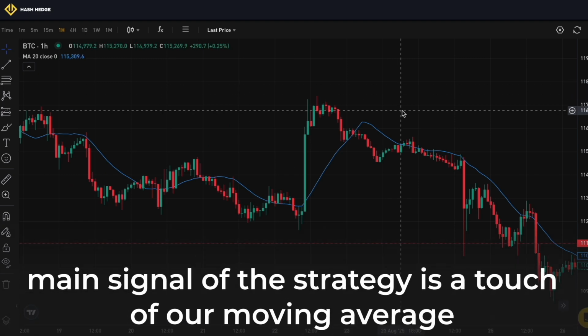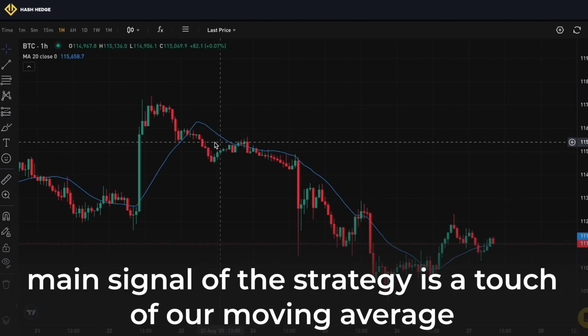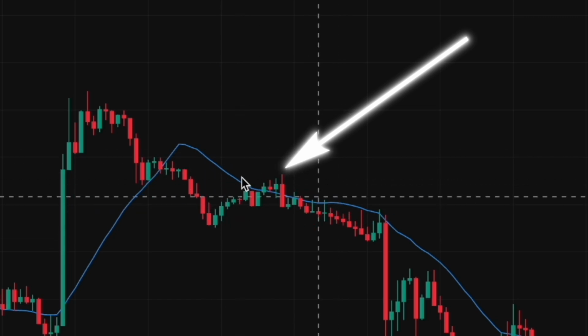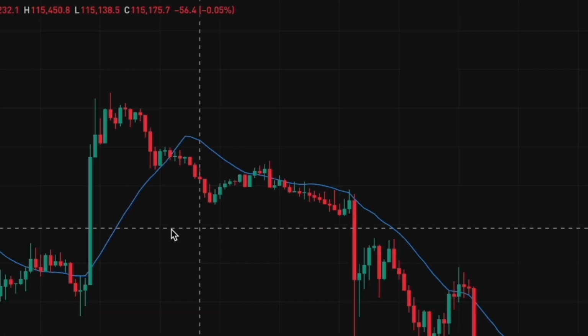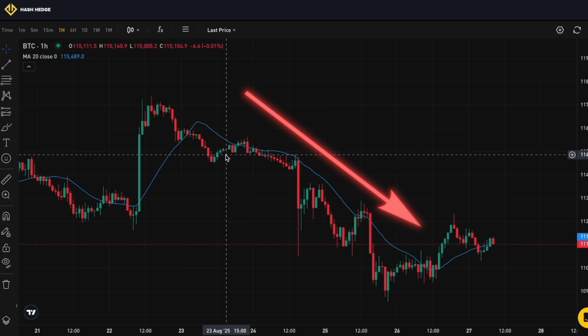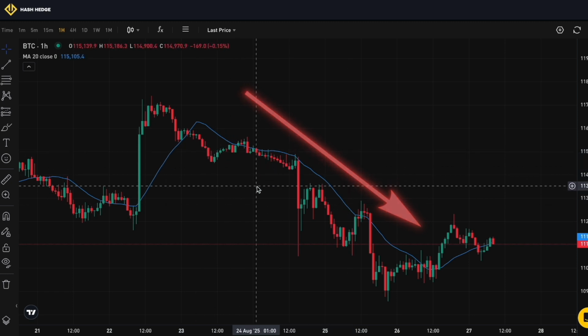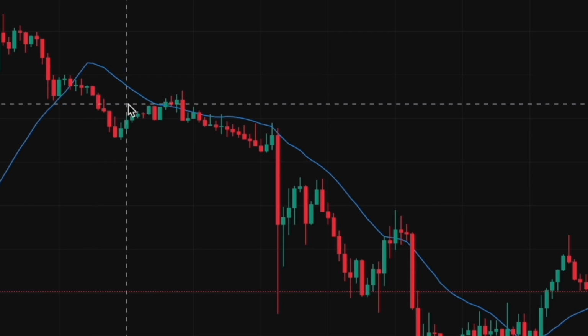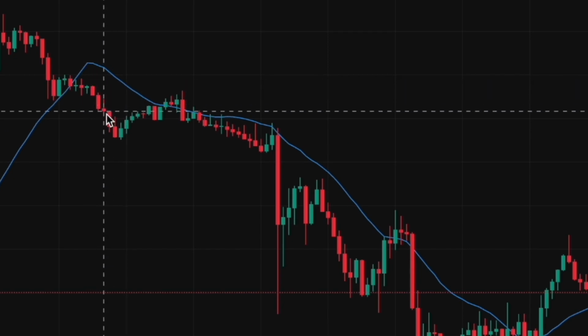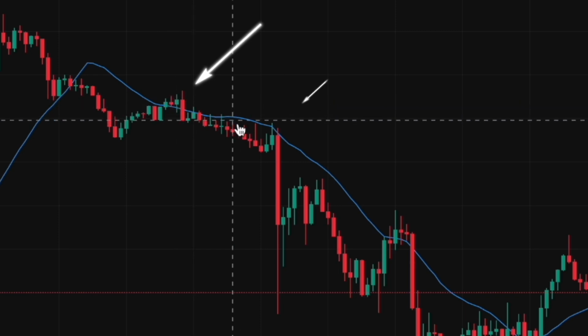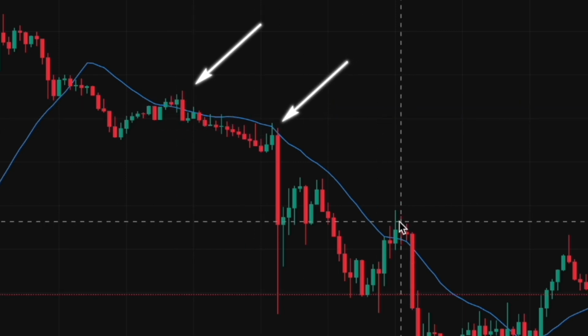The main signal of the strategy is a touch of our moving average. Not a breakout, but just a touch. Let's just look at this segment of the graph according to the first rule. Here we have a downtrend, falling. That is, we open trades here only downward. Now we are looking for those moments when the chart touches our moving average. Here's a moment. Second point, third point.